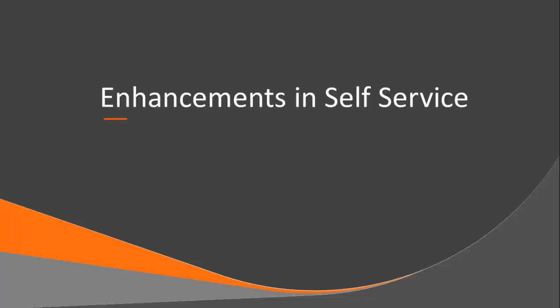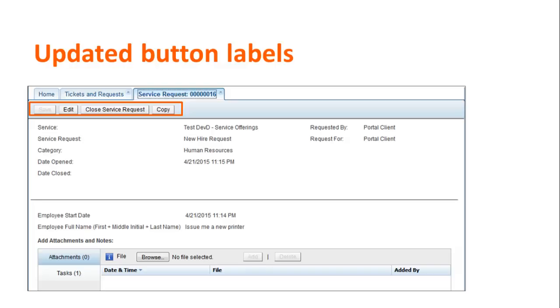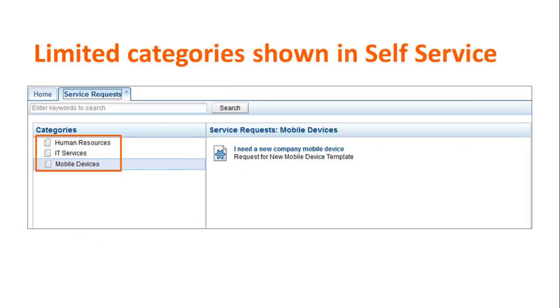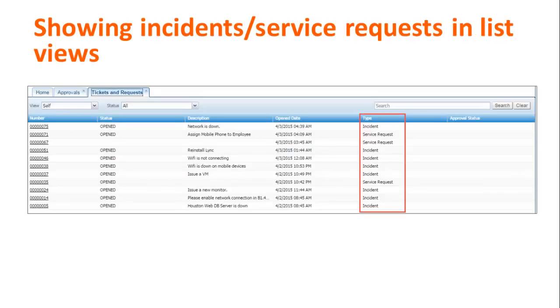Self-service enhancements. Button labels on the Service Request and Ticket pages have been updated. For example, the Close button has been updated to Close Service Request or Close Ticket. On the Service Requests tab, the only categories shown are those for which a service request definition exists. In the list view of the Tickets and Requests tab, a new type column shows service request for a request and incident for a ticket. A similar column has also been added to the list view of the Approvals tab.